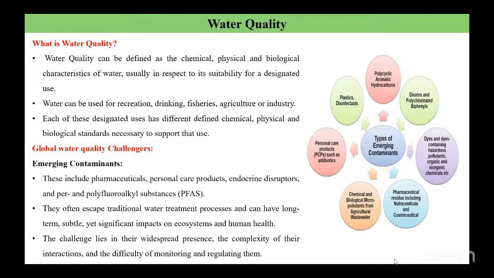So water can be used for recreational activities like boating or water fun activities, for drinking purposes particularly, for the fisheries and agriculture sector, and also for industries. Each one of these designated uses has different defined chemical, physical, and biological standards necessary to support that use. So be it for drinking purposes, certain analysis has to be done. pH has to be at a certain level, oxygen level has to be at a certain level, organic matter has to be at a certain level, minerals have to be at a certain level.